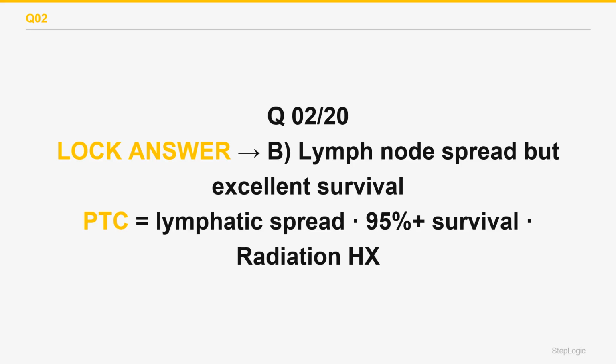Choices C and D describe medullary thyroid carcinoma: C cells, calcitonin, diarrhea, MEN2. Choice A describes follicular thyroid carcinoma, hematogenous spread to lung and bone, worse prognosis. Choice E: thyroid cancers are typically euthyroid at diagnosis.